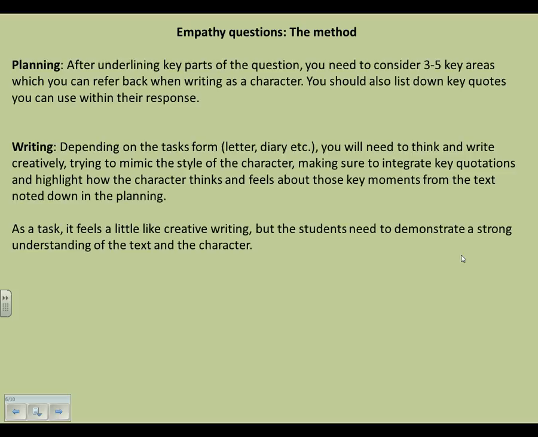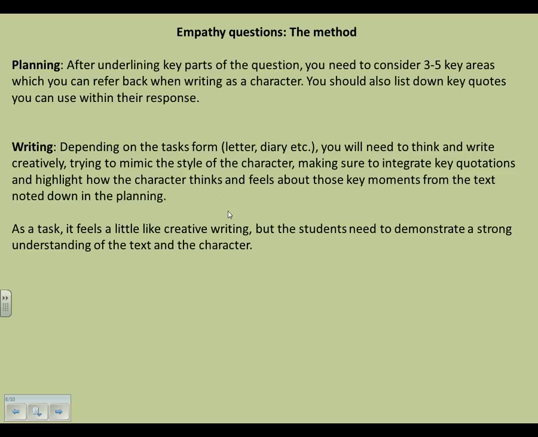So the planning method here is, after you've underlined the key parts of the question, which character you're supposed to be, and whereabouts you are supposed to be writing from, because sometimes they don't just ask you from the end of the novel, they might ask you from midway through a text. So that's really key, remember that. What you need to do is consider 3 to 5 key areas which you can refer back to when writing as a character. You also need to use quotes in an empathy response, so you need to note those down as well.